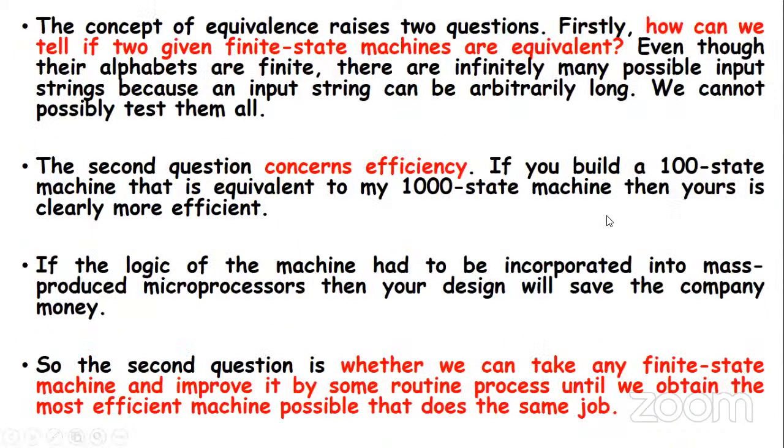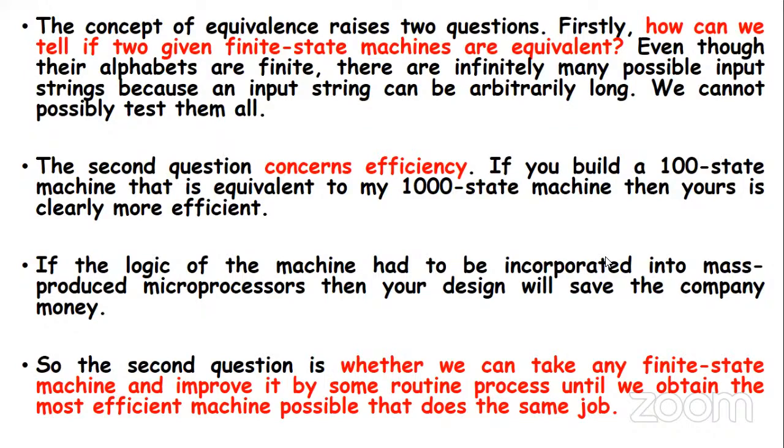So what brought about the concept of equivalence of machines? The concept of equivalence raises two questions. Firstly, how can we tell if two given finite state machines are equivalent? That's the question. Even though their alphabets are finite, there are infinitely many possible input strings because an input string can be arbitrarily long. We cannot possibly test them all. So the first question is, how can we tell if two given finite state machines are equivalent? The second question concerns efficiency.